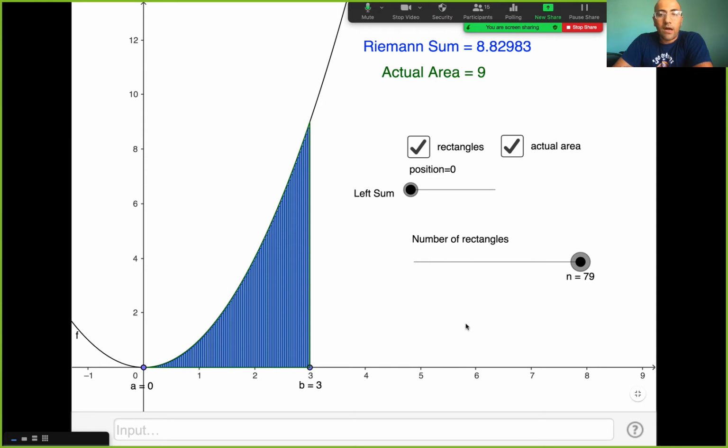If I stop at 100 rectangles, if I stop at 1,000 rectangles, if I stop at 100,000 rectangles, it's not going to be the exact answer. However, we know that as we let this go to infinity, as we have an infinite number of rectangles, at infinity, it will be exactly equal to 9.